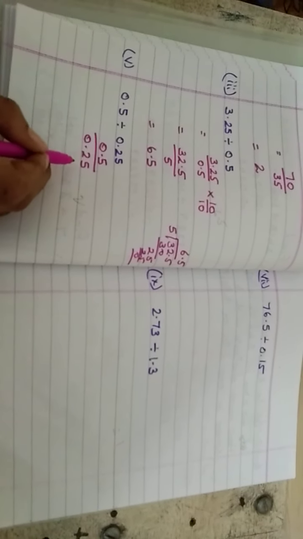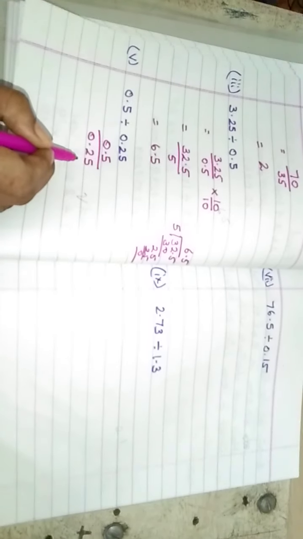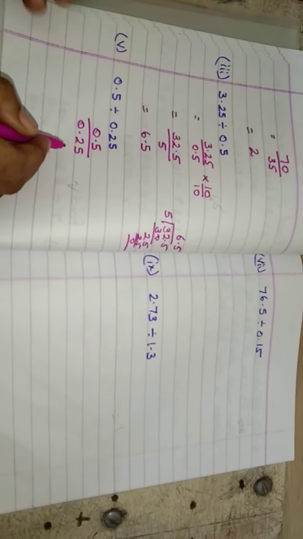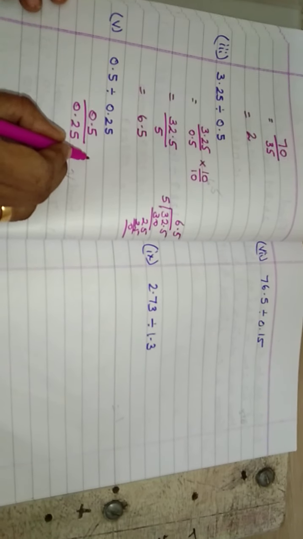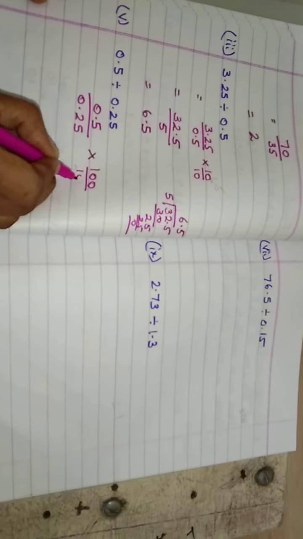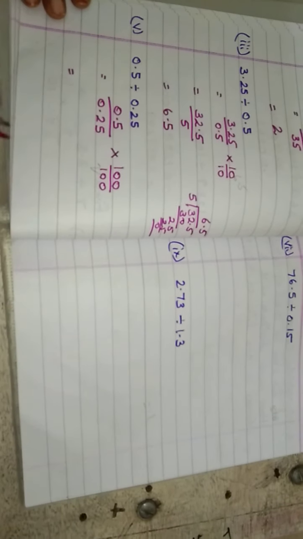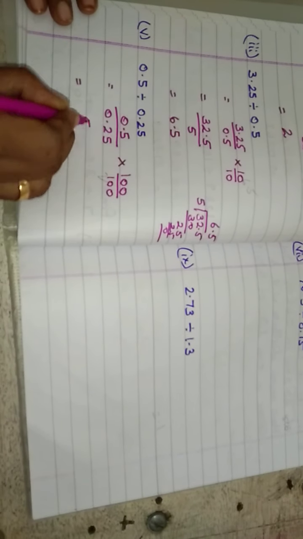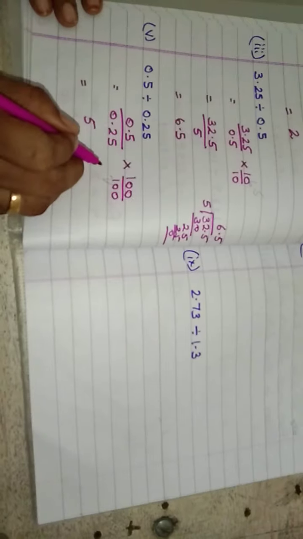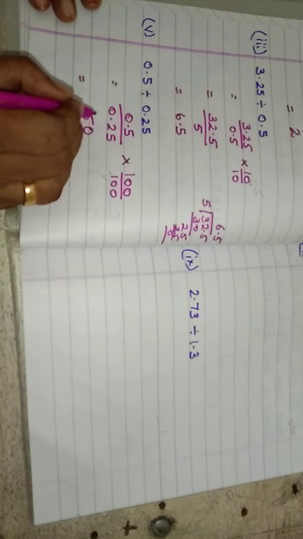Now, 0.25. How many numbers are there after the point? 2 numbers are there. So, if you multiply by 100, you can remove the decimal point. So, now into 100 by 100. So, 0.5 when multiplied by 100, what happens? For one 0, the point gets removed. So, you get 5. But I have an extra 0 which I have to add at the back of the number, and this becomes 50.